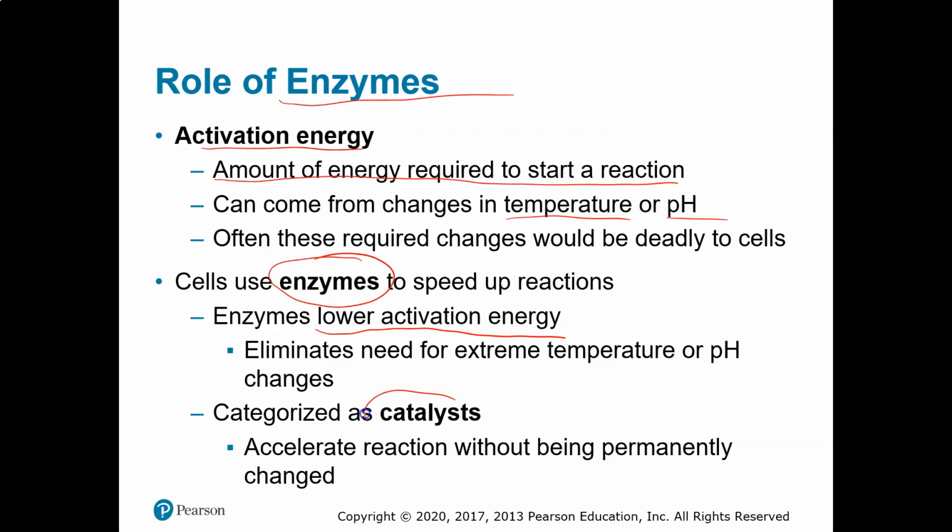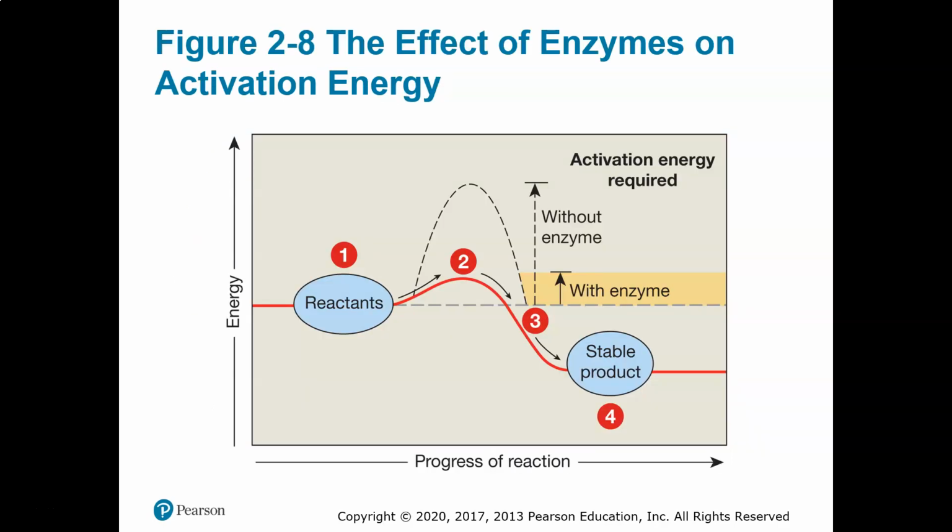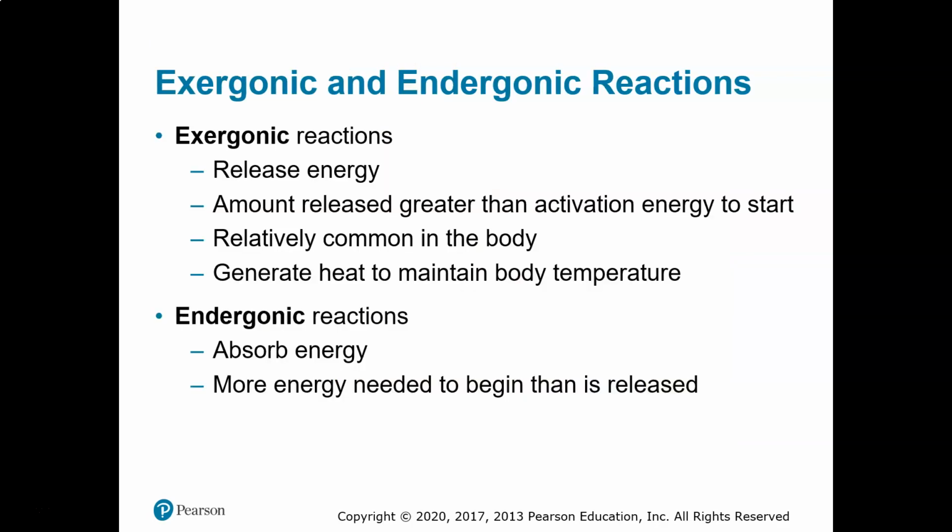Enzymes are catalysts. They are protein catalysts. And the enzymes are not permanently changed, so they can be used over and over again. So this shows you a chemical reaction where here's your reactants. Typically, the reactants need this high amount of energy in order to form into products. But with an enzyme, they don't need as much energy, so the reaction occurs much faster. Enzymes lower the activation energy of the reaction.